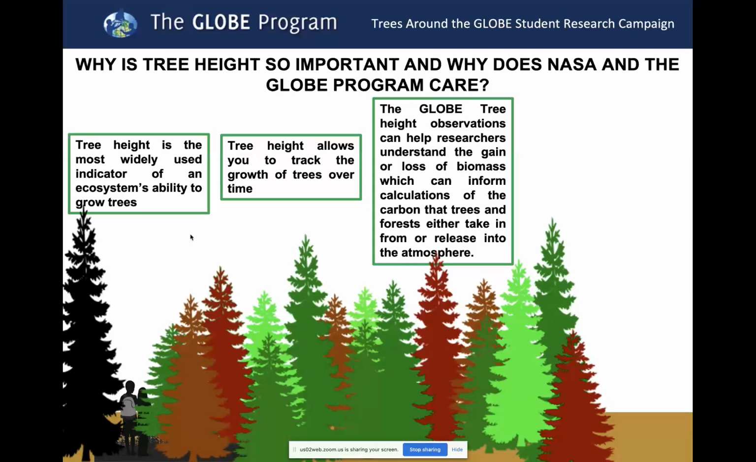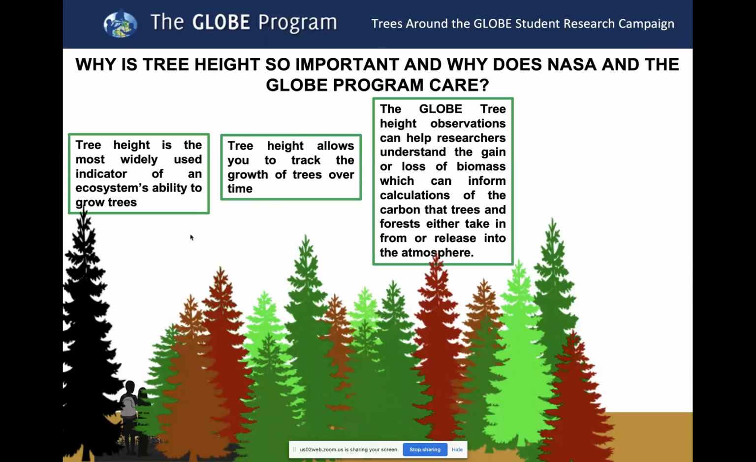The GLOBE tree height observations really help researchers understand the gain or loss in what's called biomass. Basically, it's helping us understand how much carbon is pulled in from our atmosphere. Carbon is a pollutant in the atmosphere. Trees, through photosynthesis, pull in that carbon dioxide. They need it and they convert it to oxygen for us. So trees can either take in carbon dioxide from the atmosphere, they can release it also, but trees store a lot of carbon because the trunk of a tree, the branches of a tree, the leaves of a tree are all made of carbon. So that's all carbon storage.